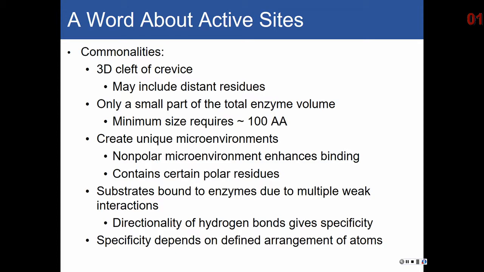And then remember, there are some common things about active sites that you should all keep in mind. We have a 3D cleft or crevice, and that can include distant residues. So things can change drastically in these active sites, and we saw that a little bit yesterday. Again, these are only a small part of the total enzyme volume, but there's a minimum size requirement of approximately 100 angstroms. They create unique microenvironments, so even outside of the enzyme, just in that active pocket or active site, it has a relatively unique microenvironment.